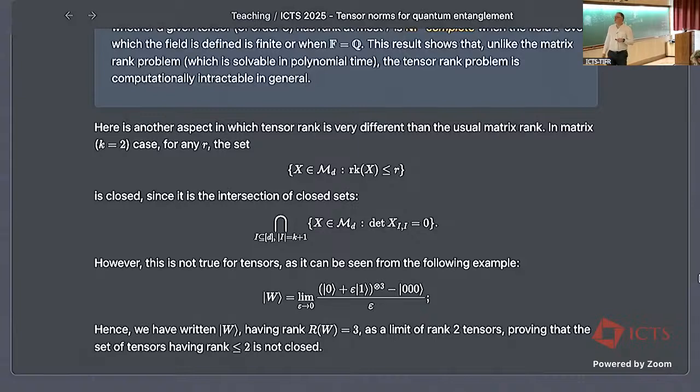So what I've shown is that this tensor here, in the limit, is a tensor of rank at most 2, because it's a sum of two simple tensors. So this means that I've written my W, which is a tensor of rank 3, as a limit of rank 2 tensors. So this means that tensors of rank smaller than 2 are not closed.